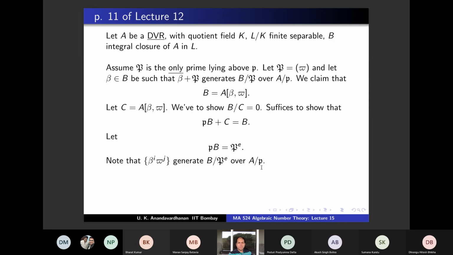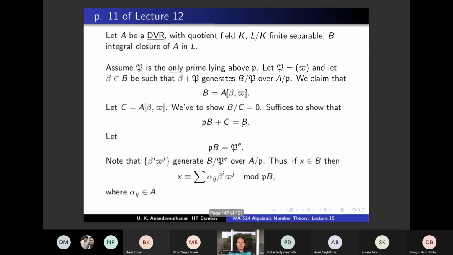Because B by P over A by P is generated by beta plus P, and P is generated by this pi. So put together, these will generate. And so if X is in B, then X minus a multiple of P, this is over A by P, belongs to C. So this is what we wanted to show. If X belongs to D, then this is what we are showing. And this proves this. And by Nakayama, it is done.